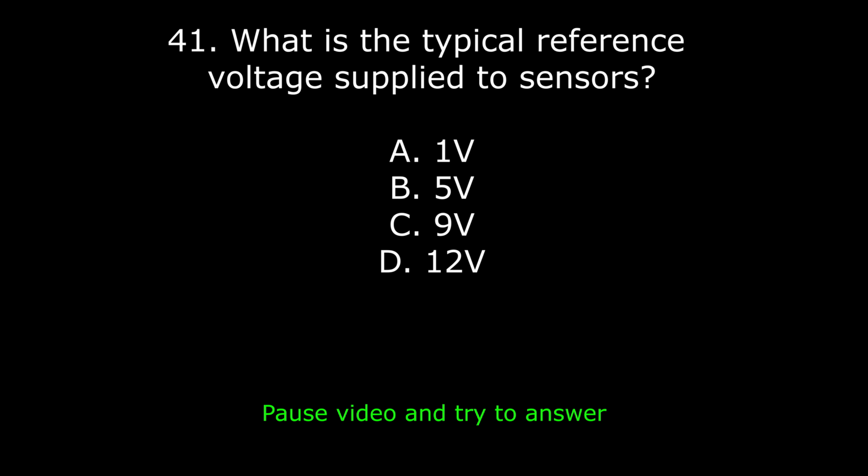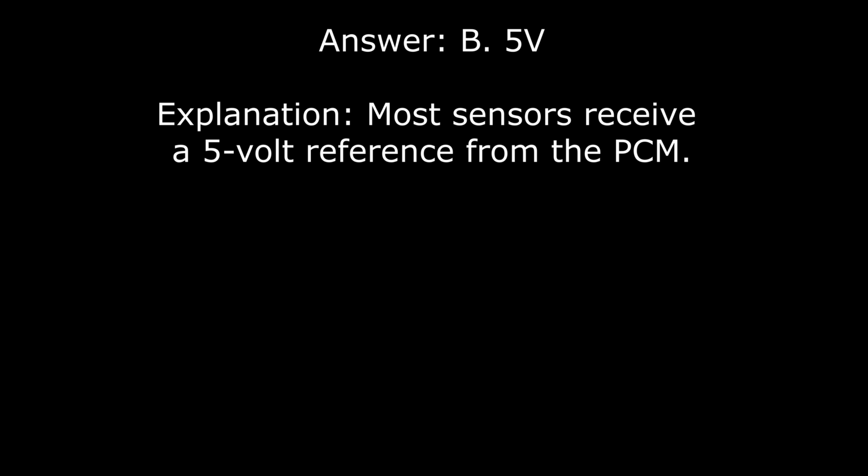41. What is the typical reference voltage supplied to sensors? A. 1 volt, B. 5 volts, C. 9 volts, D. 12 volts. Answer: B. 5 volts. Explanation: most sensors receive a 5-volt reference from the PCM.